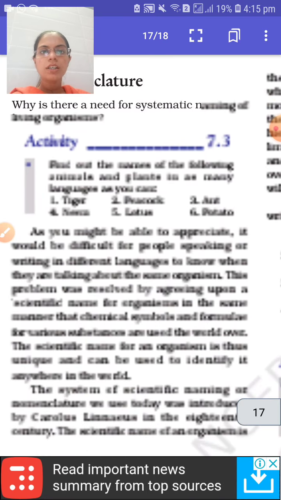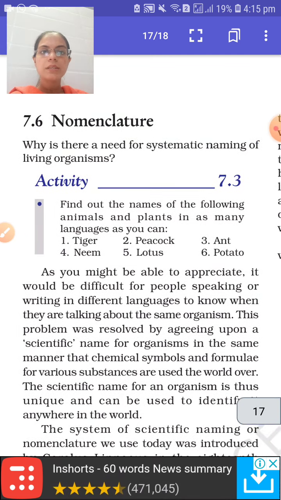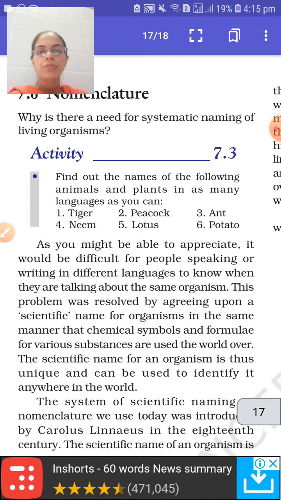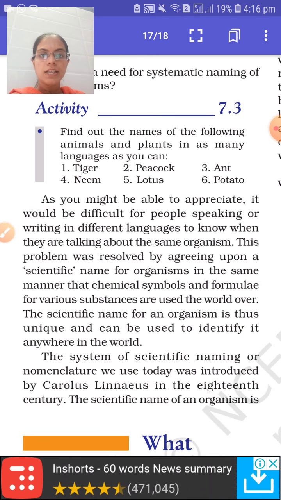Now, another thing is the nomenclature. Why is there a need for systematic naming of living organisms? Why is there a need to give names to the different organisms? As you might be able to appreciate, it would be difficult for people speaking or writing in different languages to know when they are talking about the same organism.